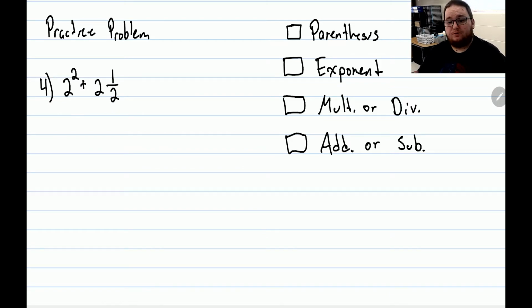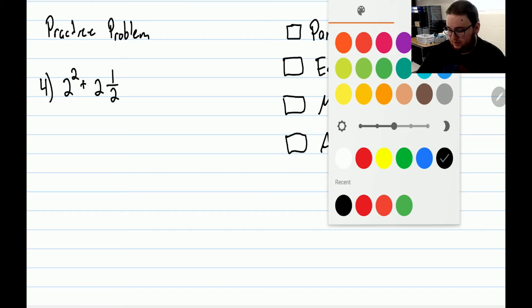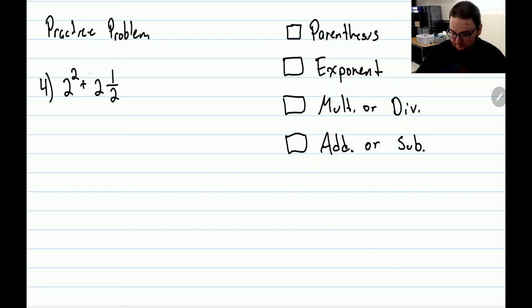So for our fourth problem, we see something a little different. We have something called a mixed fraction in our problem. So before we do anything else, what we need to do is change that mixed fraction into an improper fraction. So I'm going to circle this in red, and I'm going to pull it over to the side. I'm going to show you what you need to do in order to change this from a mixed fraction to an improper fraction.